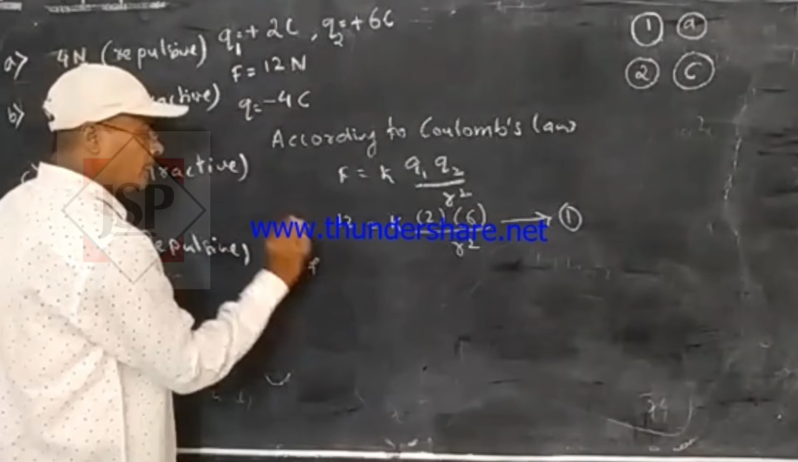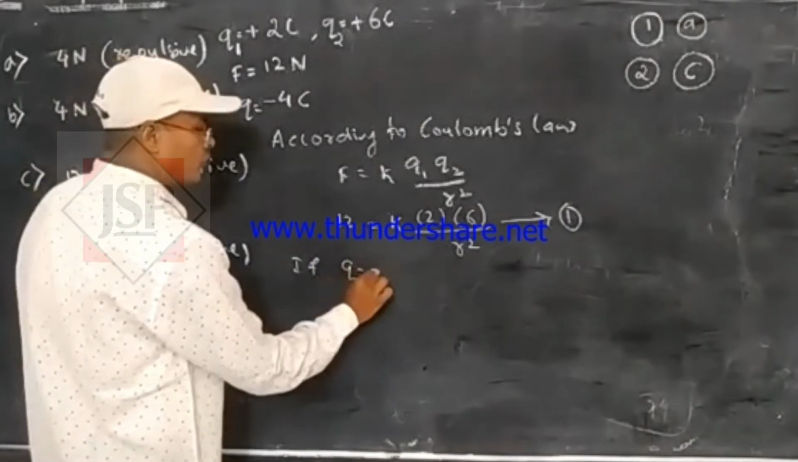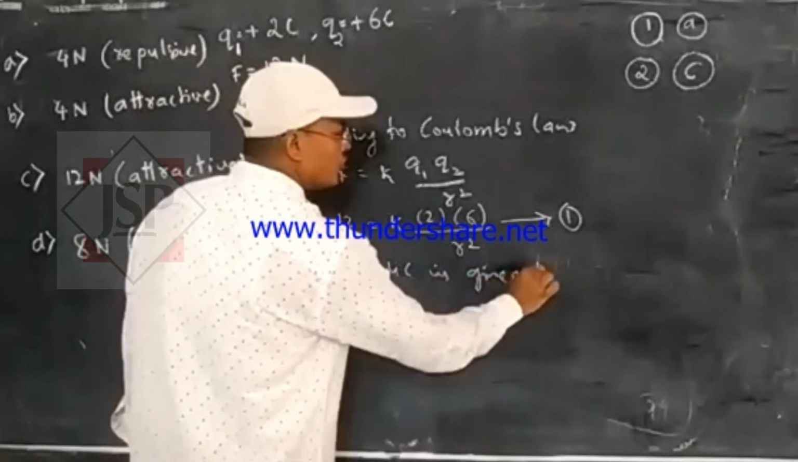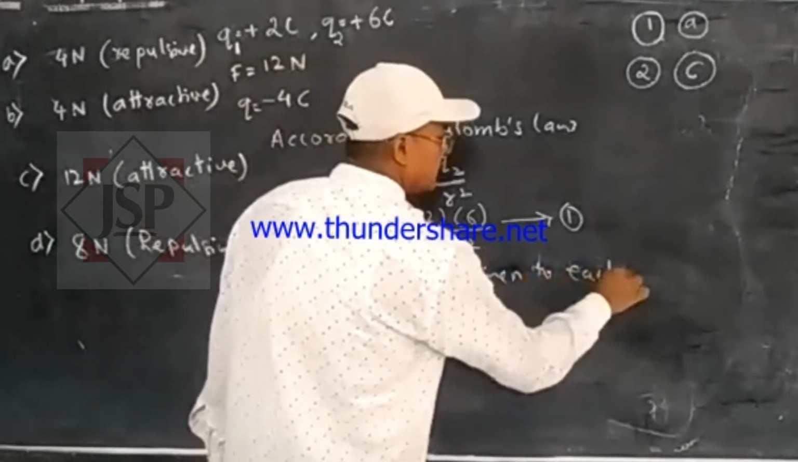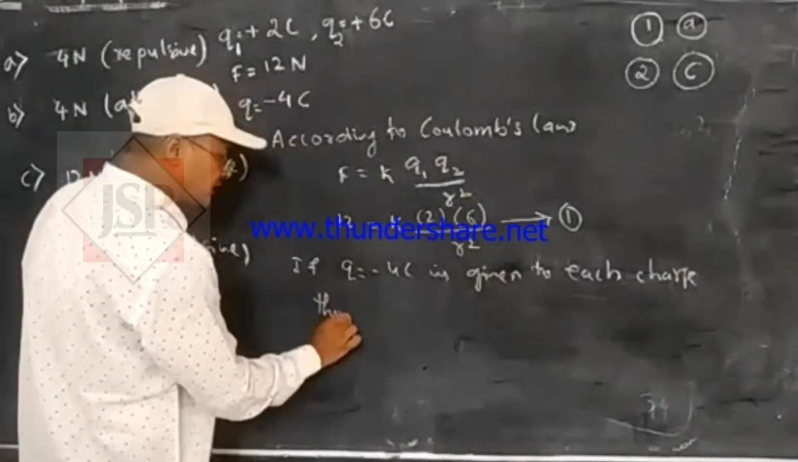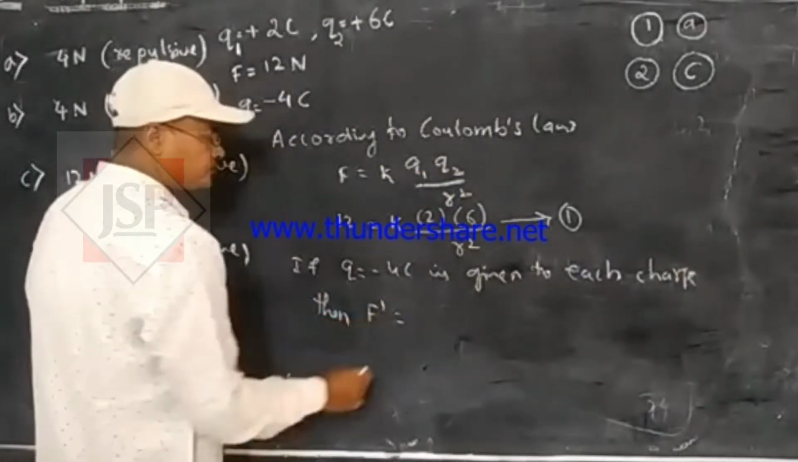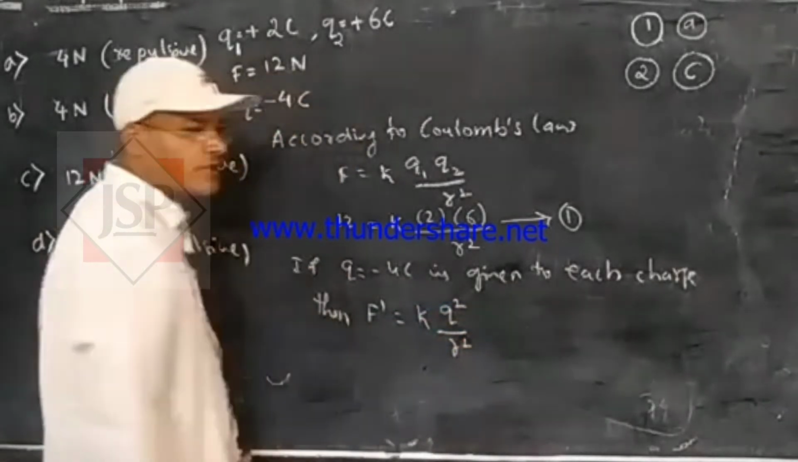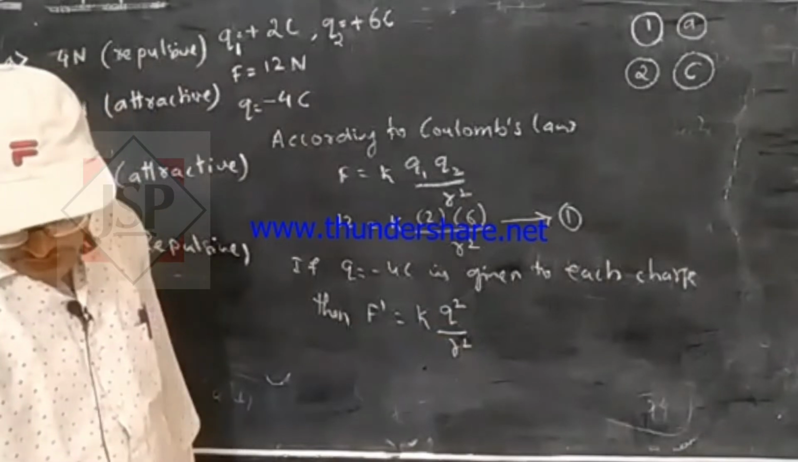So if Q equal to minus 4 Coulomb is given to each charge, then we can write down another force, that is F dash equal to K Q square divided by R square.